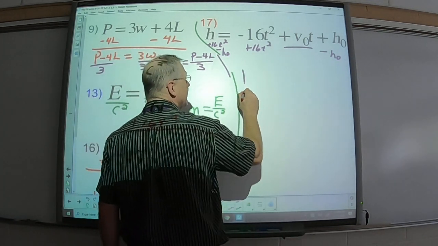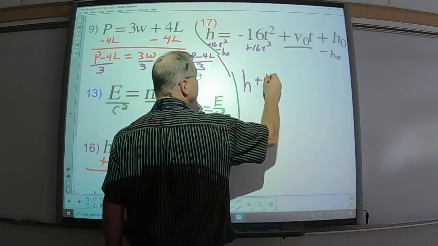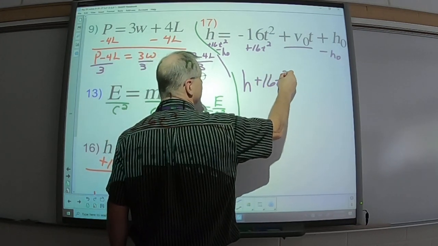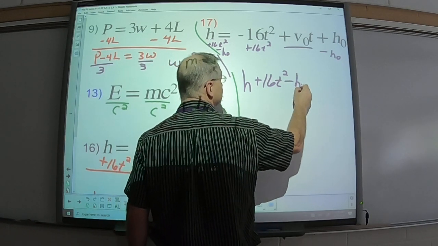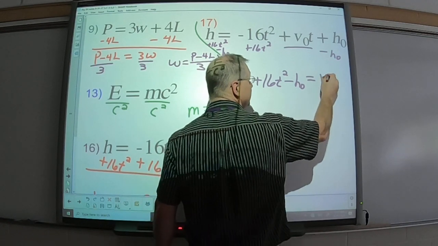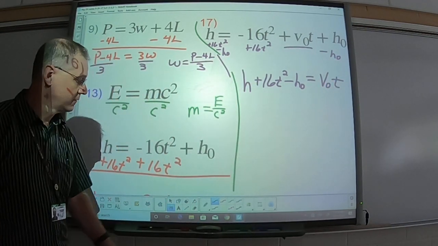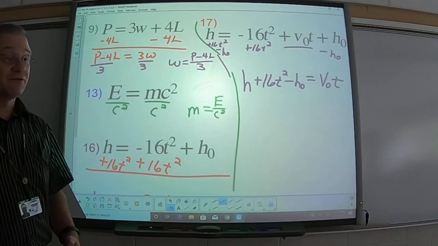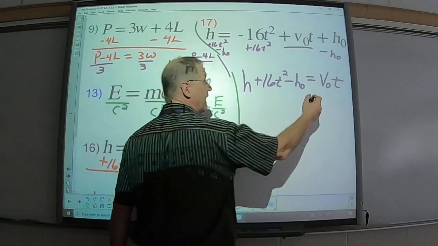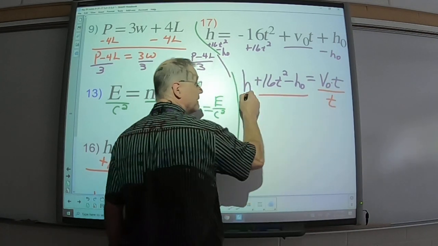All right, h plus 16t squared minus h sub 0, that's this side, equals v sub 0 t. So the next thing I have to do is get rid of the t. I'm going to divide by t because it's multiplied times v sub 0.